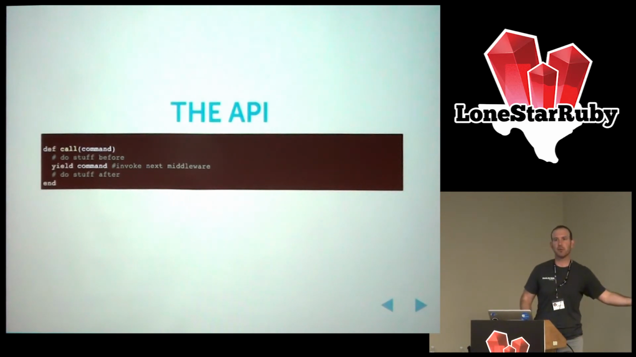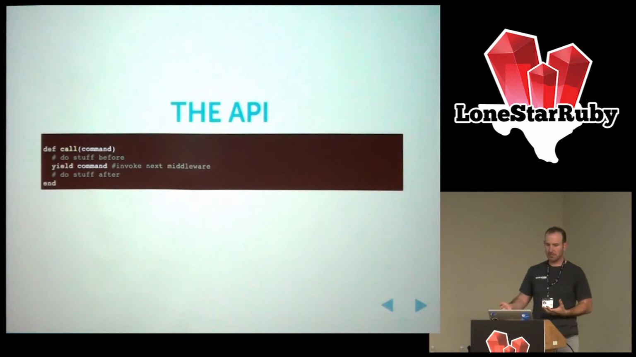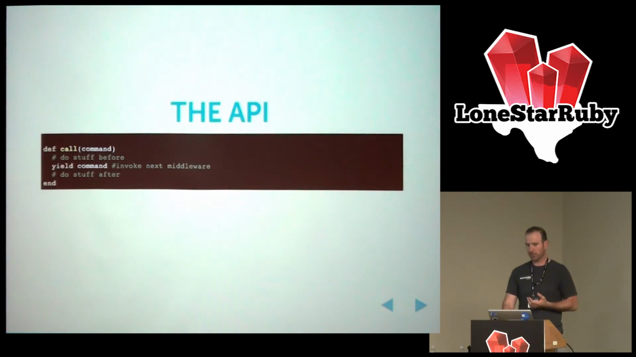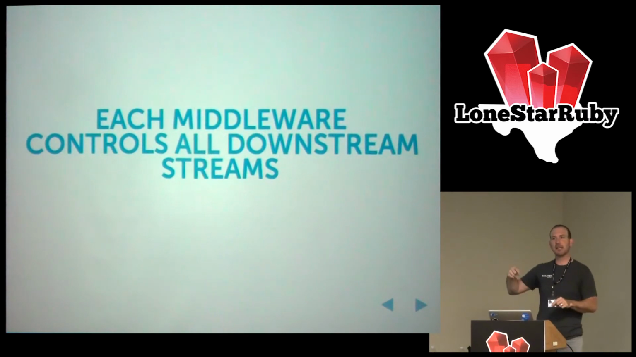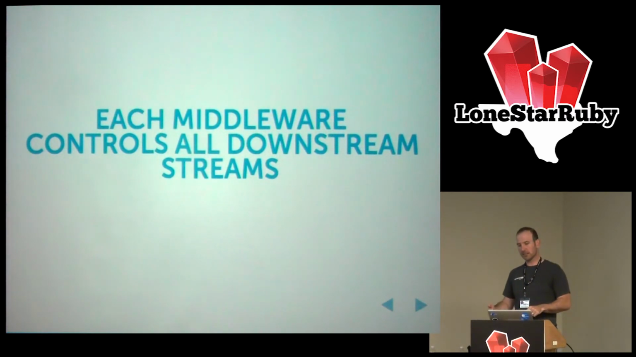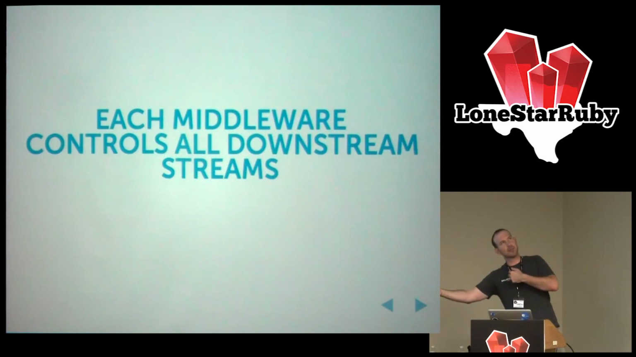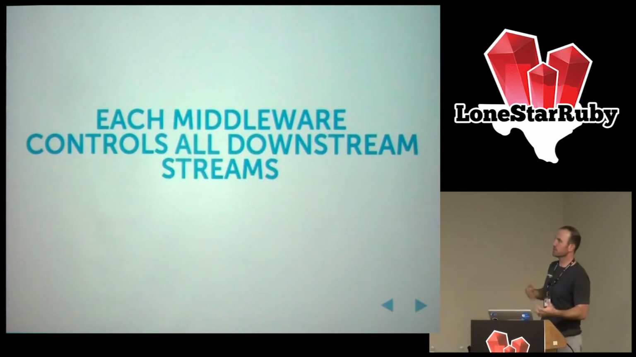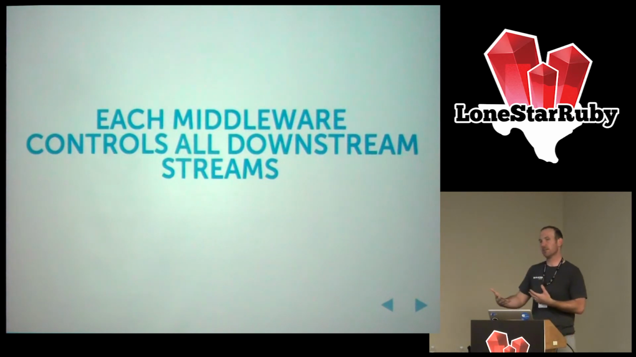You can do stuff beforehand. You can yield control to the middleware downstream and then do stuff afterwards. Nothing new there. But it's important to remember that each middleware controls all of the streams of the downstream middlewares. I know that's kind of a mouthful, the downstream streams. But it can wrap and present those streams in an orderly fashion.